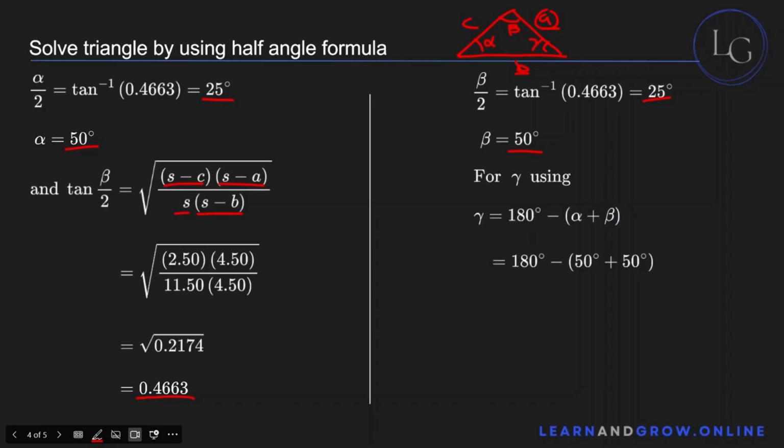So gamma, you can just use the relation that all three angles of a triangle make up 180 degrees. So yeah, in this case, gamma will be 180 minus 50 plus 50, which is 80 degrees. So you found the three angles, and the three sides were already given to you. So solve the triangle using the half angle formula.